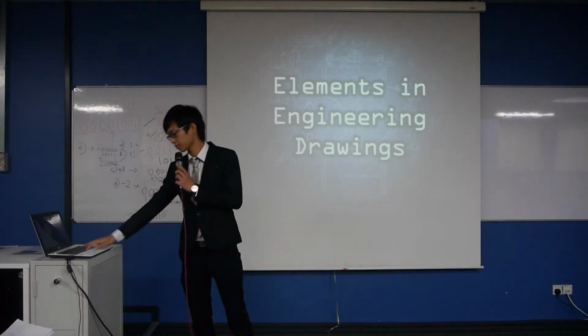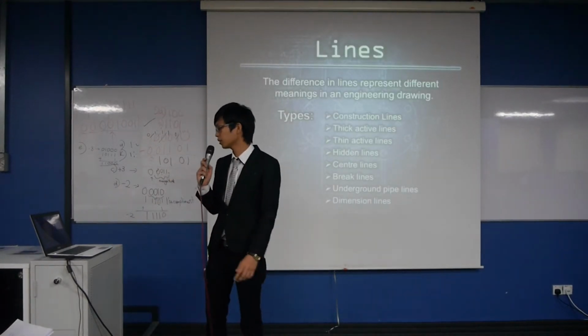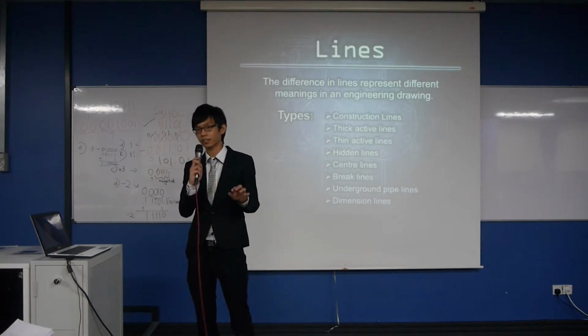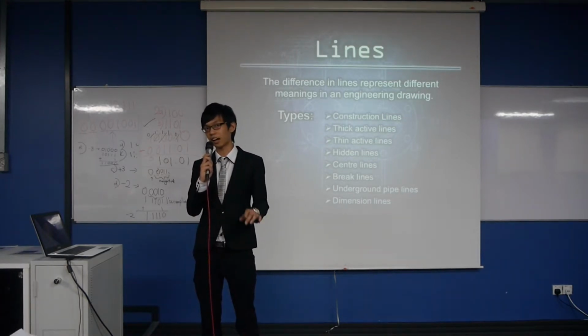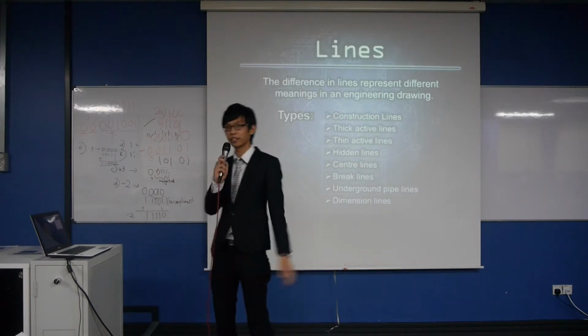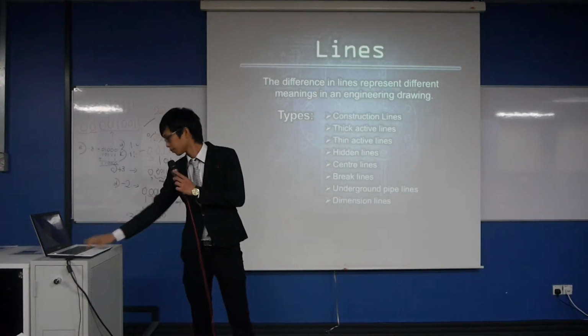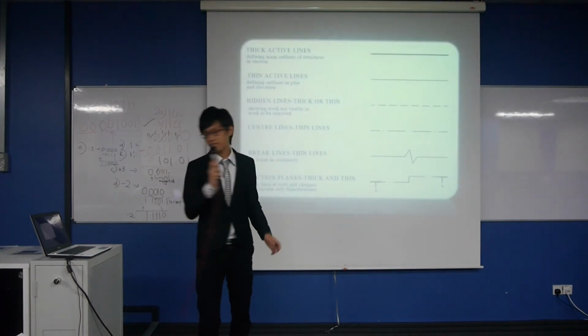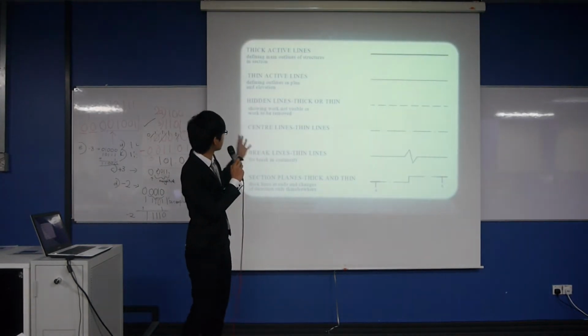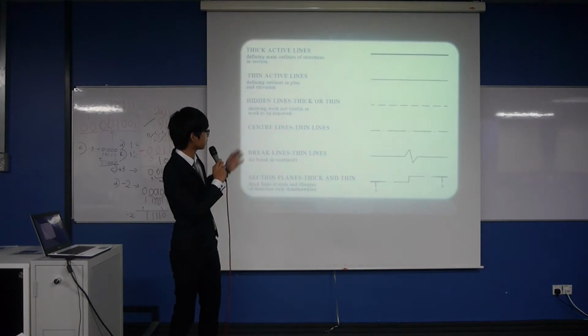Moving on, the elements. One of the major elements in engineering drawings are the lines. There are many different types of lines, and each and every one of them carries individual meanings. As you can see, there are thick active lines, thin active lines, hidden lines, and so on and so forth.